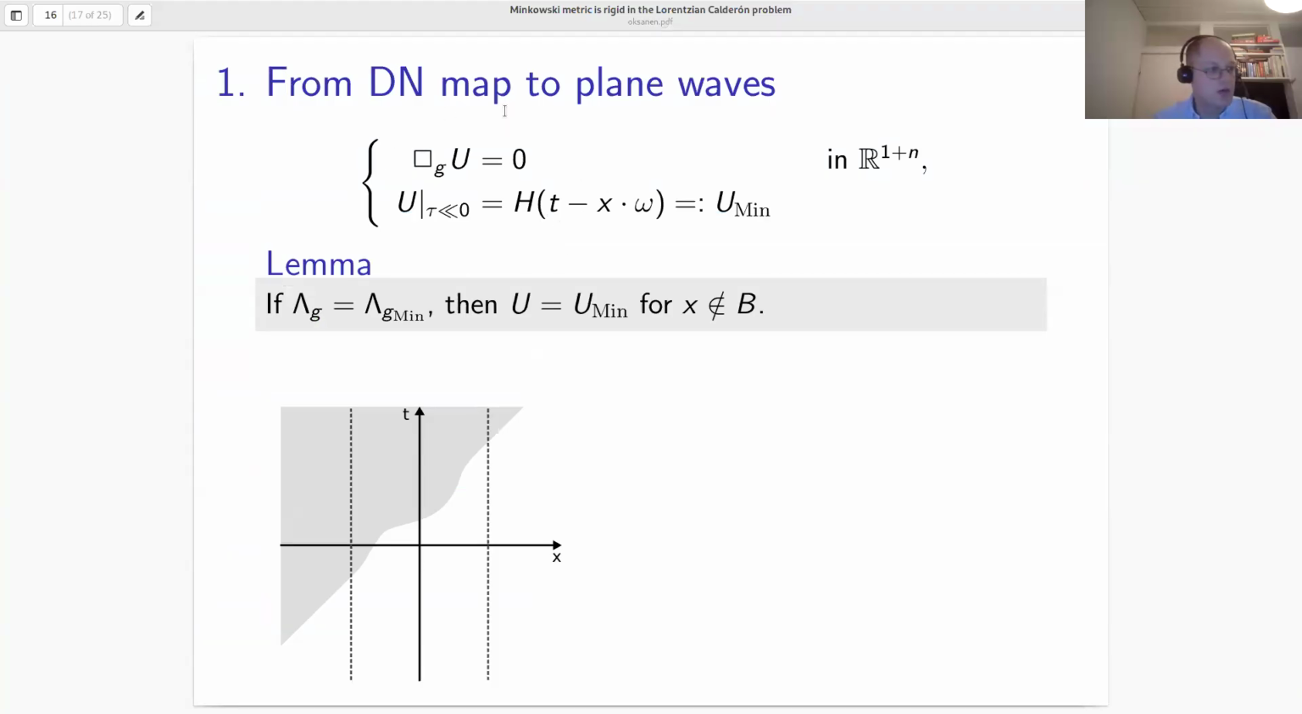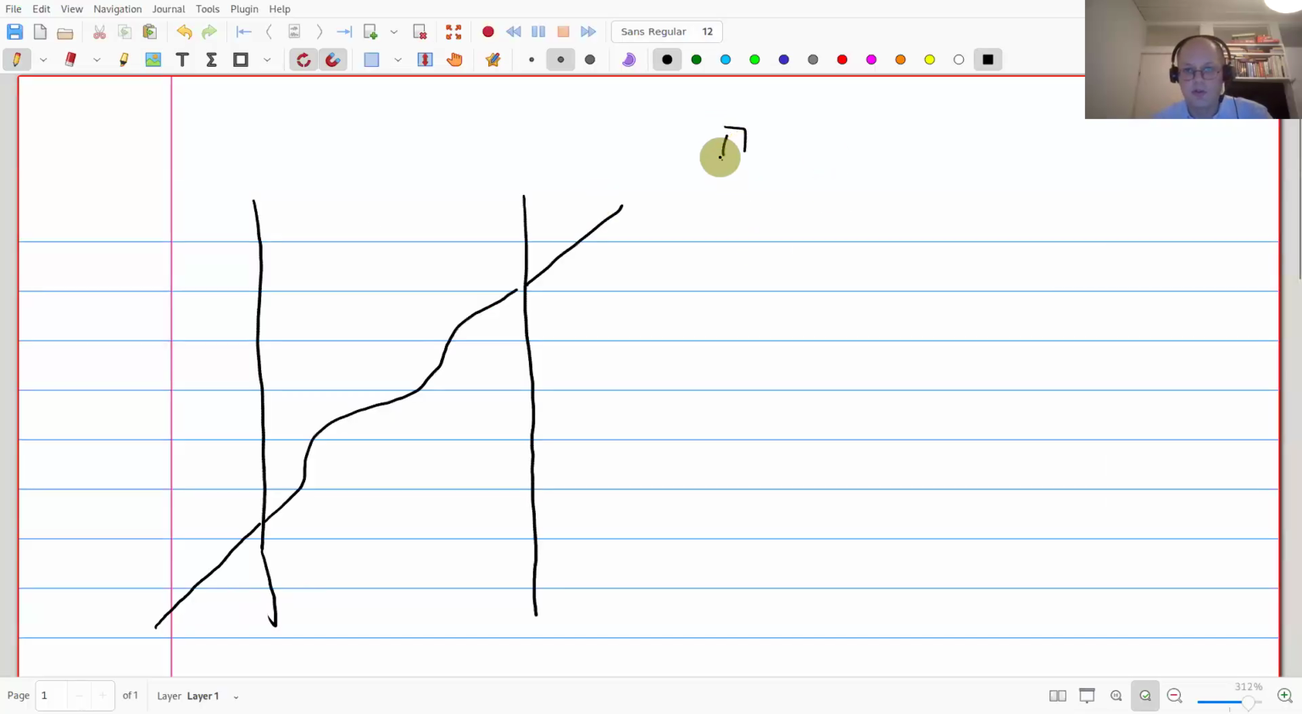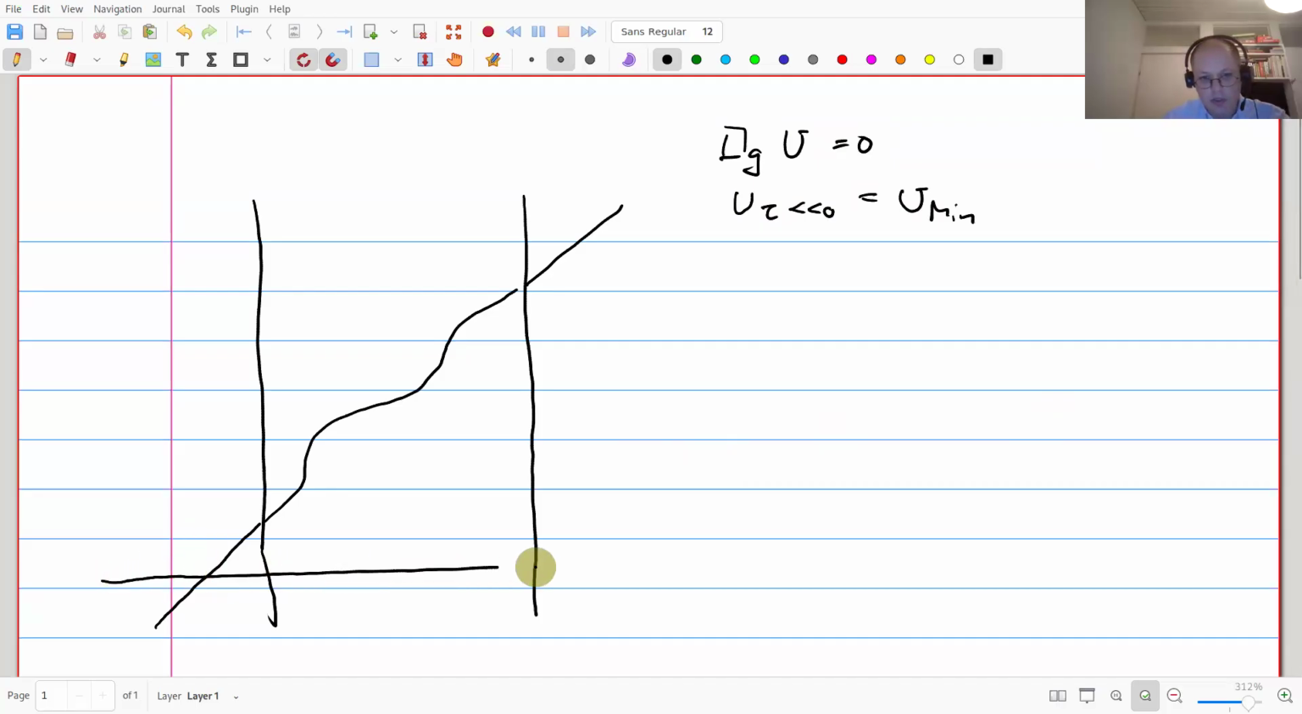So U is like the Minkowski plane wave for small times, and then it satisfies the wave equation. So let's record that also. This is capital U, and for small times, it's the Minkowski plane wave. Now the idea is to take some time level here, so that the Minkowski wave hasn't entered the cylinder yet. So this is some time level tau equals tau 0.